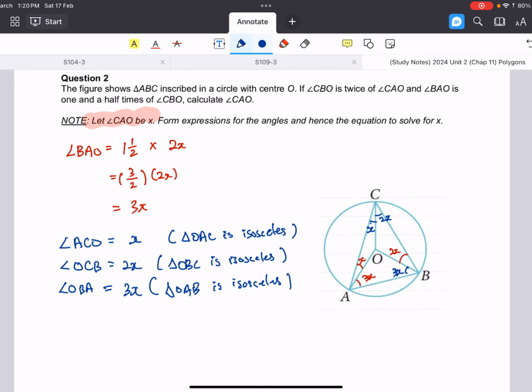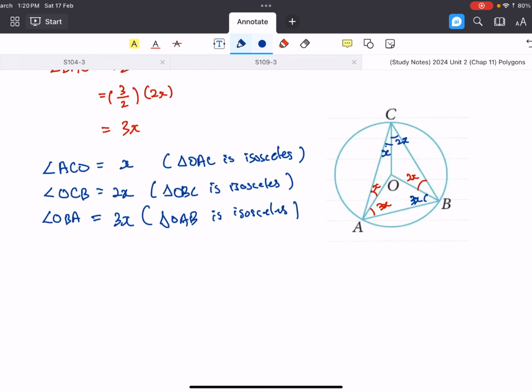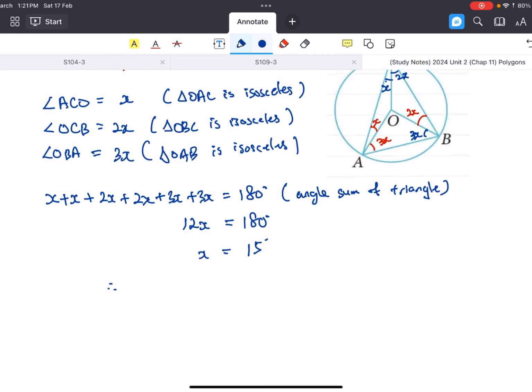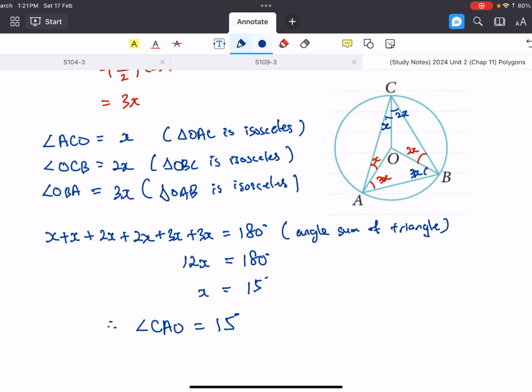So from this information, now we know that we can add them all up. So we have x plus x plus 2x plus 2x plus 3x plus 3x. This is going to be equal to 180 degrees. And the reason? Angle sum of triangle. That's the reason. So we work this one out. 12x is equal to 180 degrees. So x is going to be 180 divided by 12. That gives us 15 degrees. Therefore, angle CAO is equal to 15 degrees. There we go. I hope you have been successful.